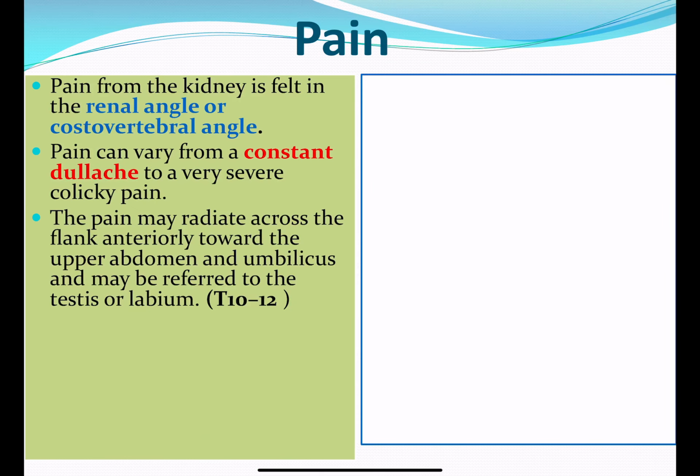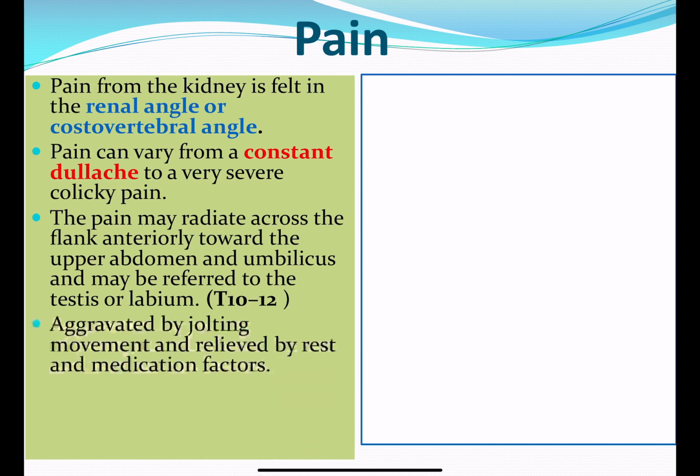The pain radiates towards the umbilicus anteriorly, or it may go to the testicle or labia majora due to similar nerve supply, that is T10 to T12. I'll explain later on in the picture. And the pain is aggravated by jumping movement. Okay, and relieved by rest and medication. It's very obvious whenever the stone moves, it causes pain, and pain is associated with nausea and vomiting if it is severe in nature.